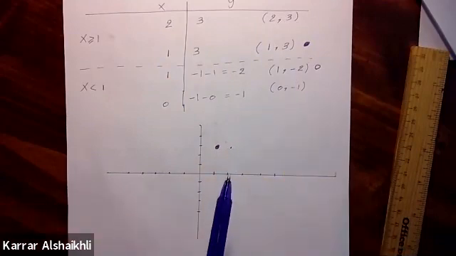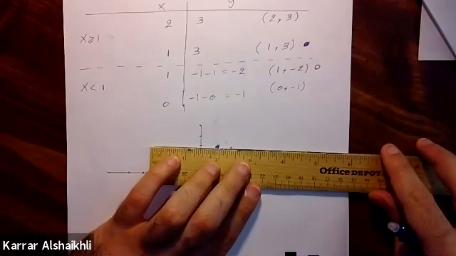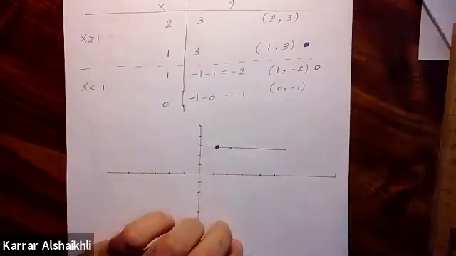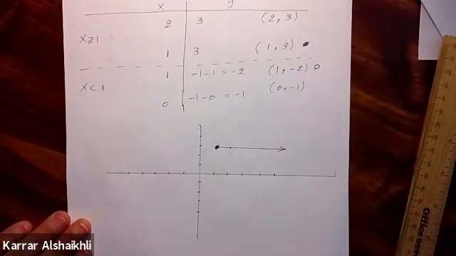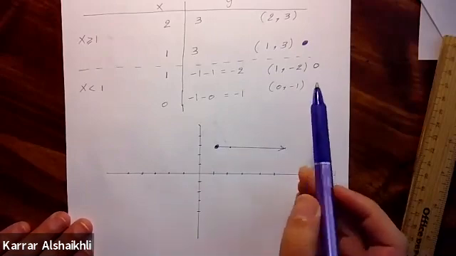You see, the second point always gives me the direction for this piece. So the direction goes to this side. So it's going to be just a line starting from this point and going to infinity. Now we're done with the first piece. Let's graph the second piece.